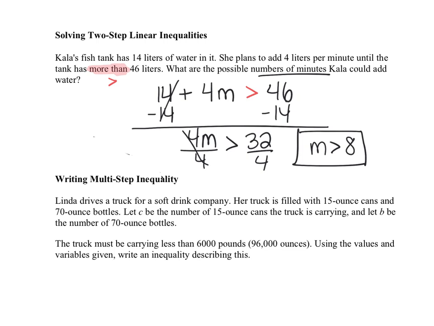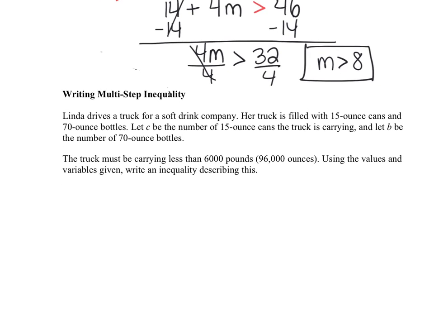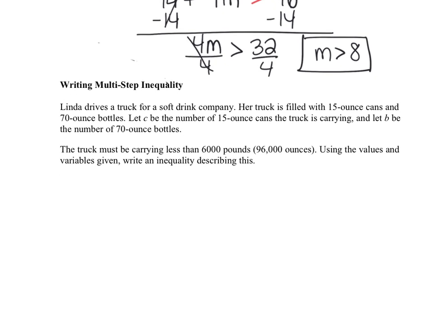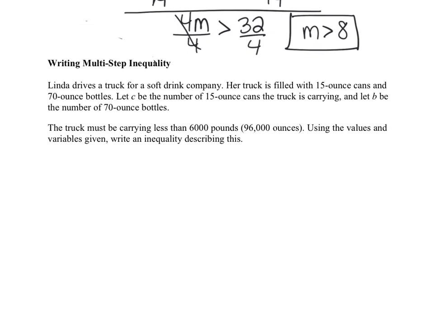In the next one, we're writing a multi-step inequality. So in the next one, we have Linda drives a truck for a soft drink company. Her truck is filled with 15-ounce cans and 70-ounce bottles. Let C be the number of 15-ounce cans the truck is carrying, and let B be the number of 70-ounce bottles. So we have our variables here, right off the bat. C is the 15-ounce cans. C stands for cans, and then B is the 70-ounce bottles that are in this truck.